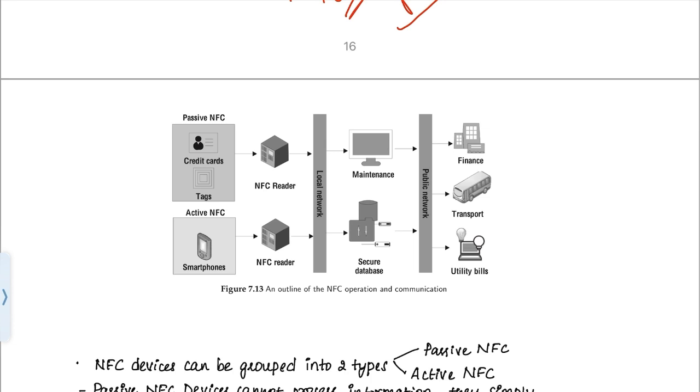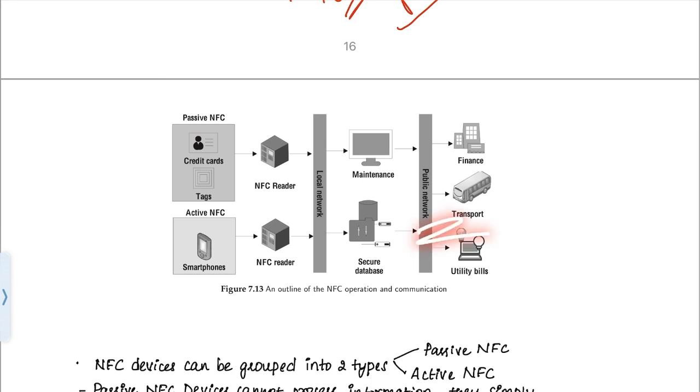On the other side, we have active devices. In that we have smartphones. Smartphones serve as versatile NFC devices. They support payments, data transfer, and pairing of two devices, all through smartphones. Then we have the NFC reader. This is a central device which interacts between the NFC devices and the local network. The local network facilitates maintenance, management, or local communication.